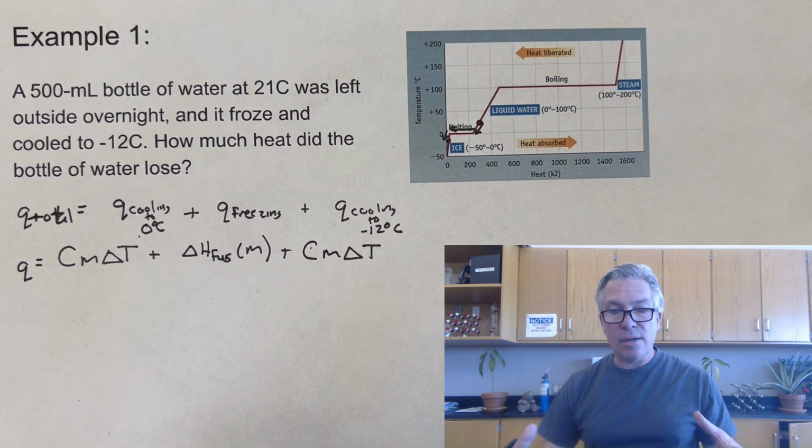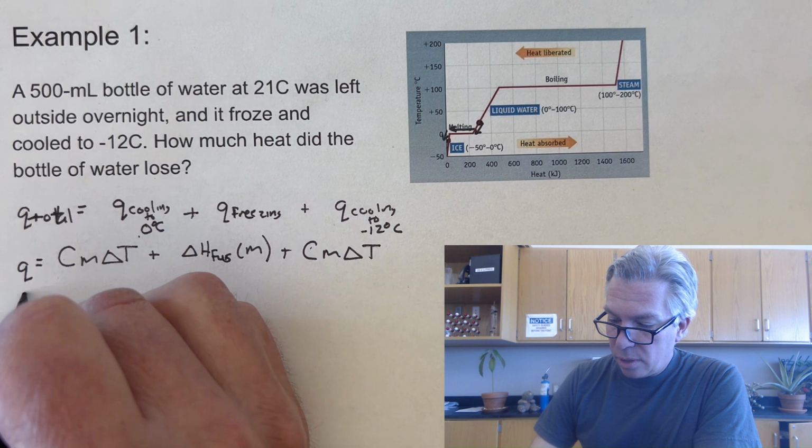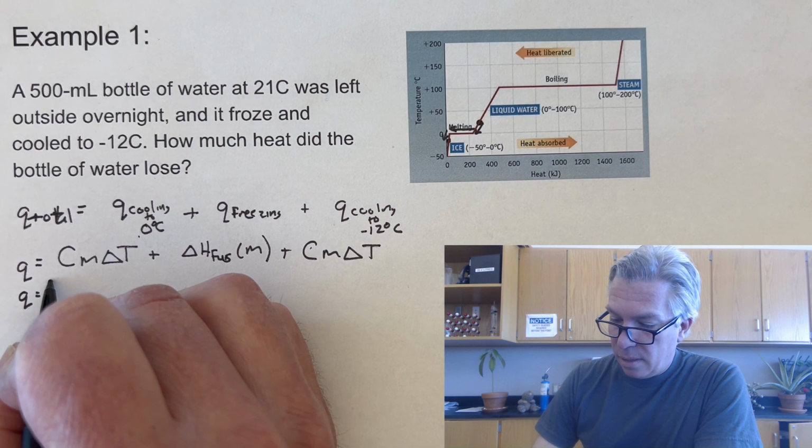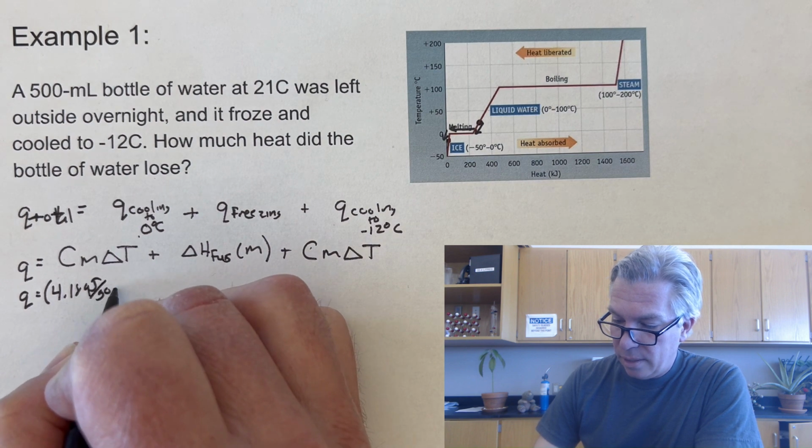Okay, now it's time to plug in a bunch of numbers and start calculating. So Q for the first one. The heat capacity of water is 4.184 joules per gram degree.